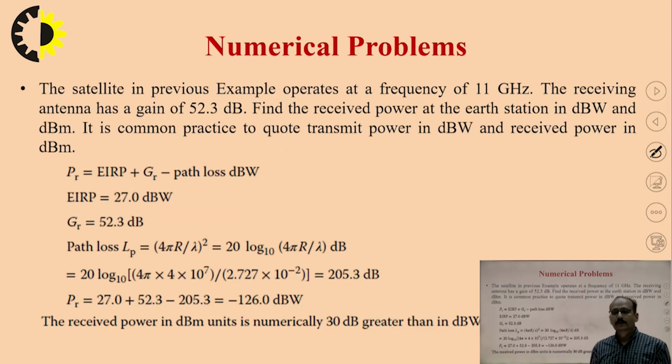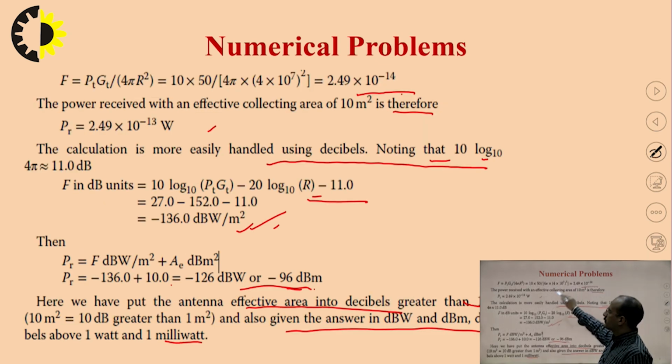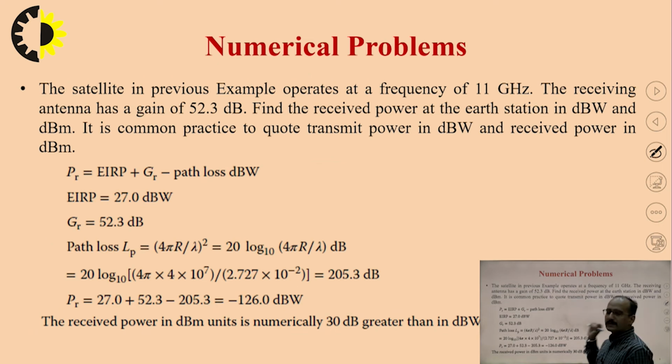So this is also a problem. Another numerical, as in the previous example, where we are using the same points again. We are just solving this numerical to find out a specific condition. The satellite in the previous example operates at a frequency of 11 gigahertz and the receiving antenna gain is 52.3. Find the received power at the earth station in dBW and dBm.